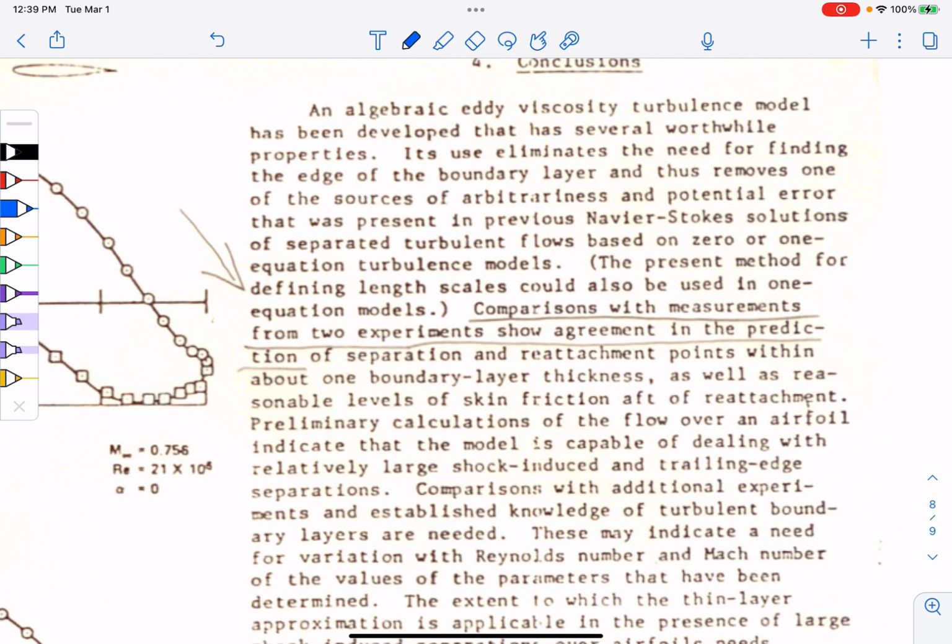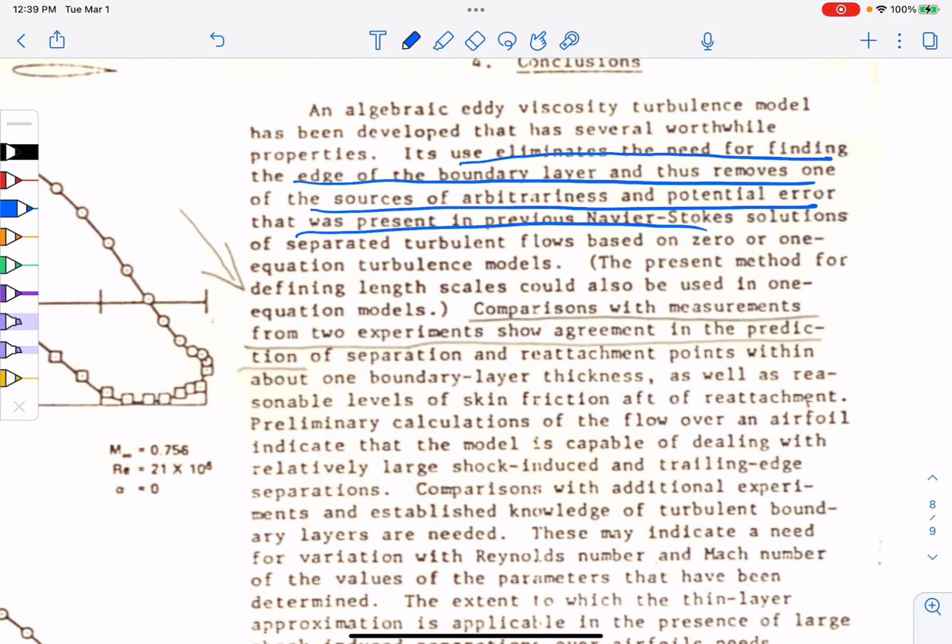The first one, his first accomplishment, he's bragging, he's talking about facts. It eliminates the need for finding the edge of the boundary layer and removes one of the sources of arbitrariness and potential error that was present in the previous models, in particular Cebeci-Smith, which was the dominant model. Another thing, someone else in the Air Force, this isn't my writing, this is some Air Force reviewer's writing from where I got the paper. He said, comparisons with measurements from two experiments show agreement in the prediction of separation and reattachment points within one boundary layer thickness, which is really small. And that's, of course, good.